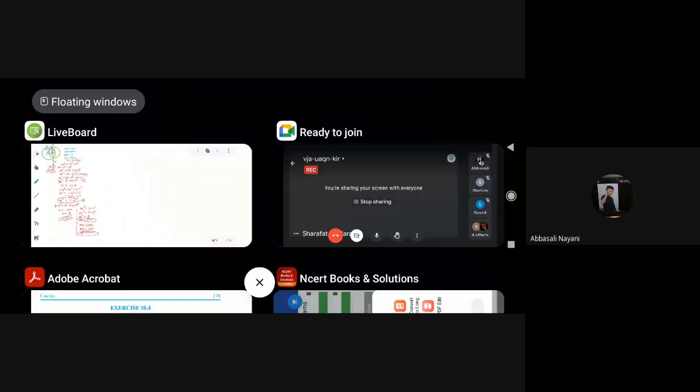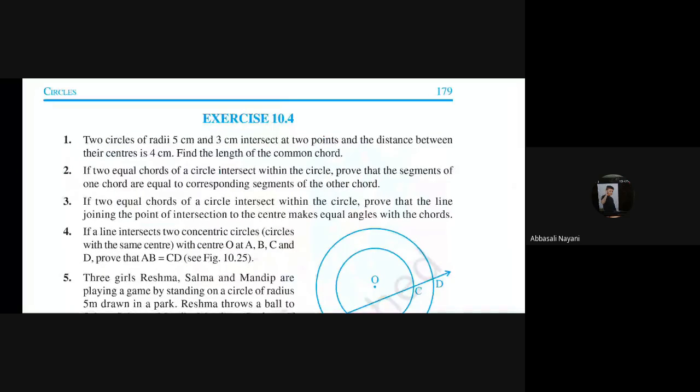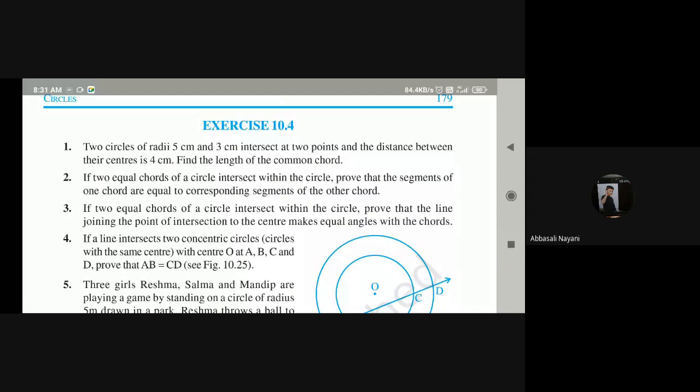Let's go, now the second question. If two equal chords of a circle intersect within the circle, prove that the segment of one chord are equal to corresponding segment of the other chord. It is a great question, pay attention here.